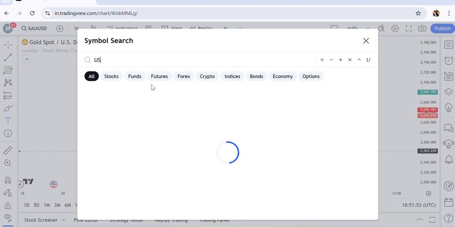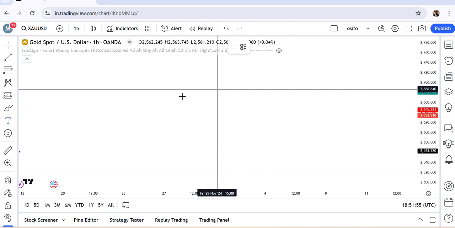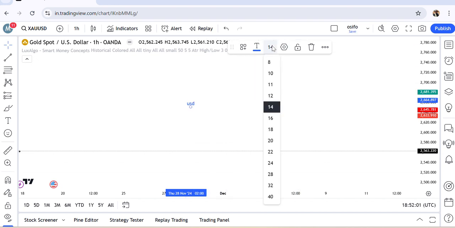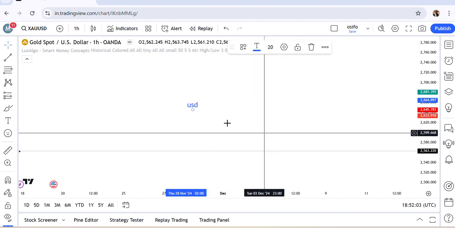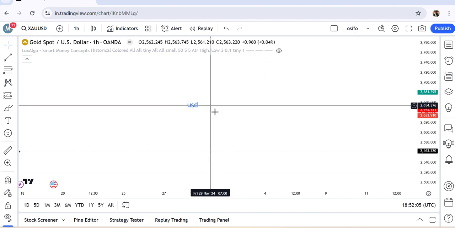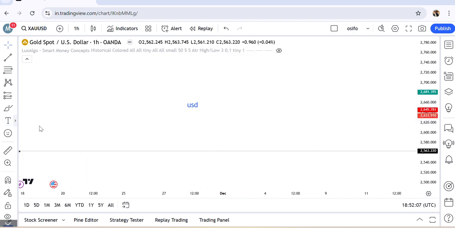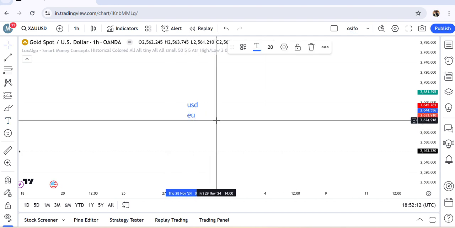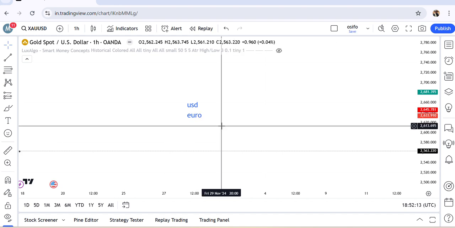USD. My bad. USD. So these are FX currencies. We also have euro. We have euro as well. So all of these are FX currency. These are what we trade in the market.